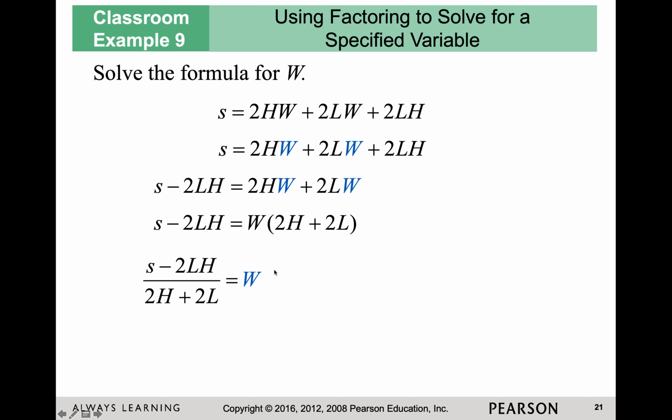This is a trick you have to recognize. It's going to come up in the homework. When there's two terms with a variable, you isolate the two terms, you factor out the variable you're solving for, and then you're just simply going to divide.